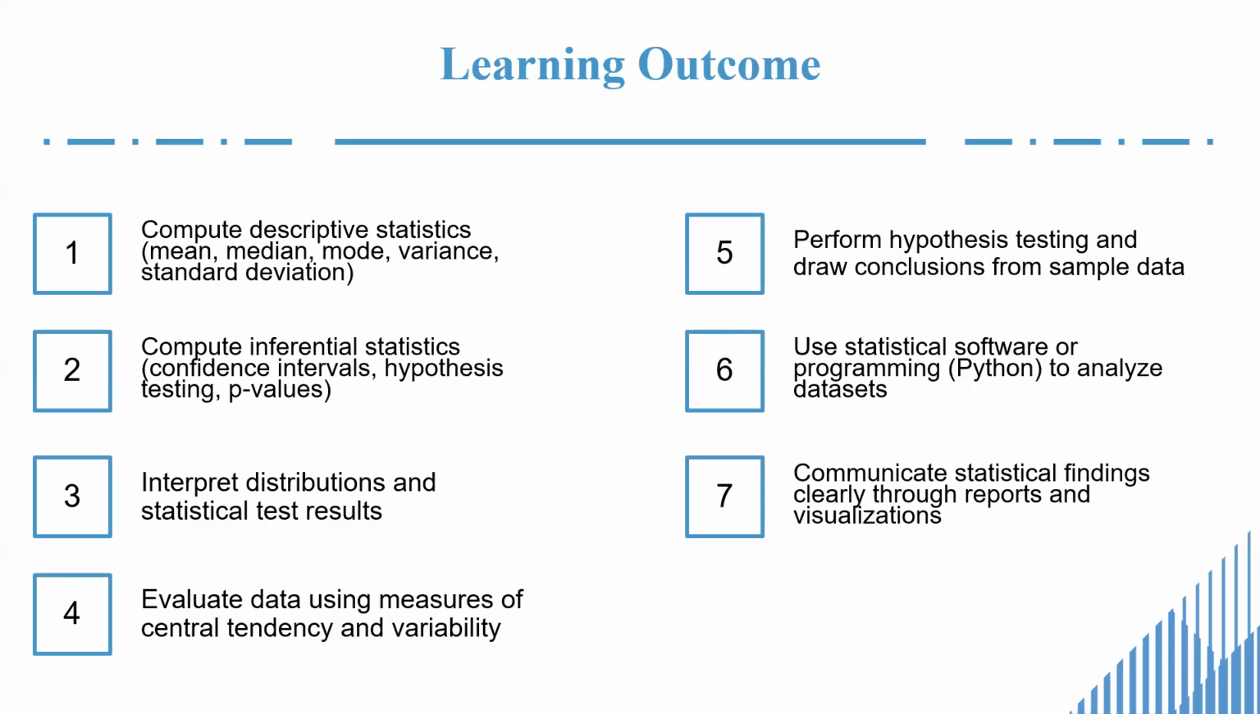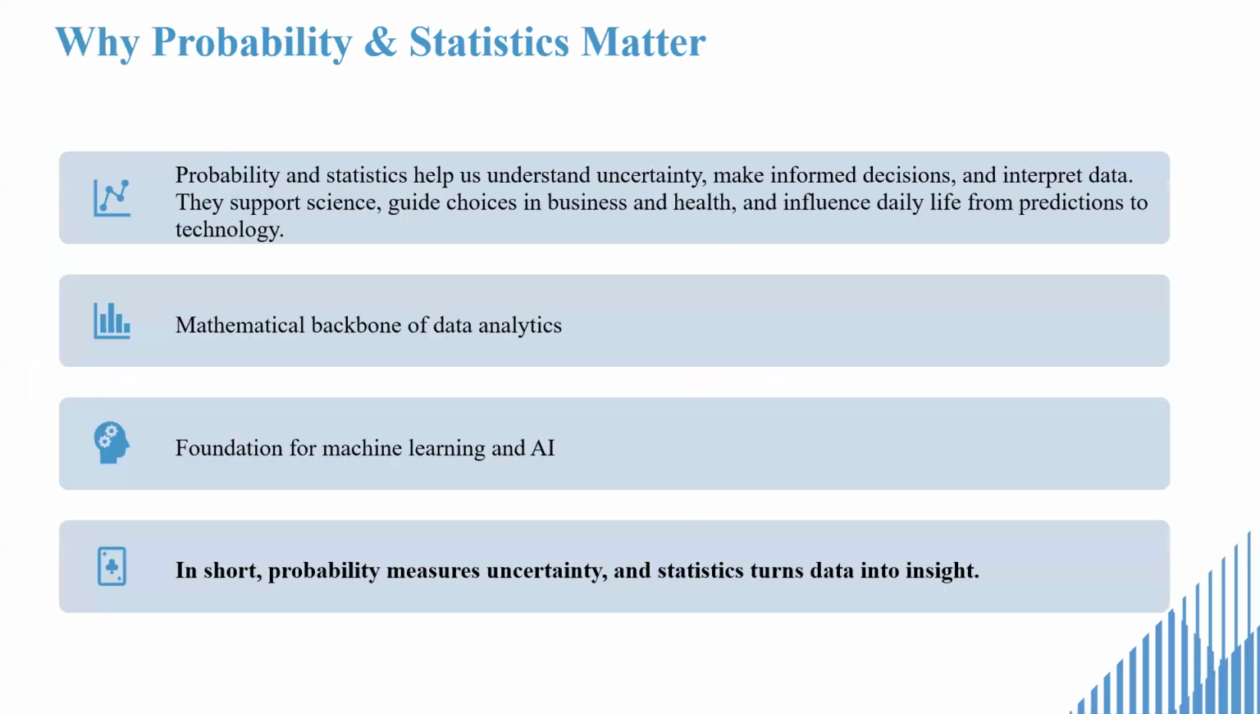Let's go. So why do probability and statistics matter? Probability and statistics help us understand uncertainty. When an event is not certain, you have to use probability and statistics. They help make informed decisions and interpret data. They support science, guide choices in business and health, and influence daily life, from predictions to technology.